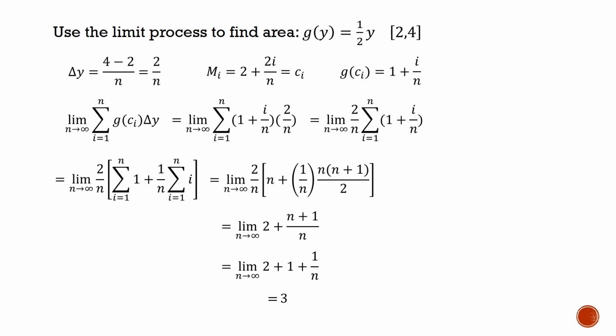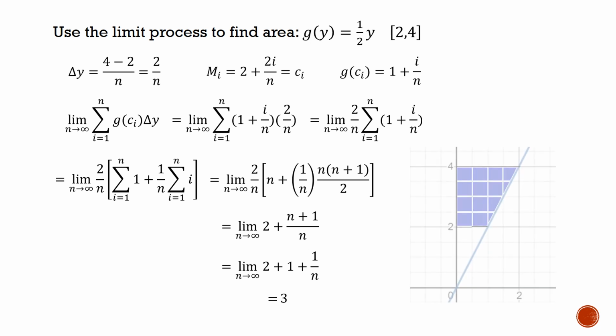So the actual area underneath the curve of g of y equals 1/2 y between 2 and 4 is equal to 3. And this is what the graph looks like. Hopefully this clarifies quite a bit.